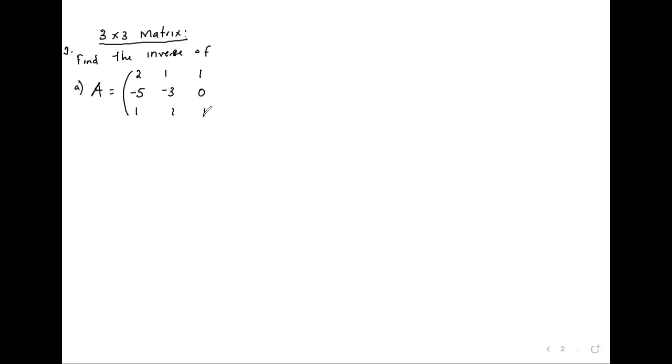That's a bonus if you're asked to do that. Now let's go to 3 by 3. Find the inverse of, from question 5, of A, which is [2, 1, 1; -5, -3, 0; 1, 1, -1].